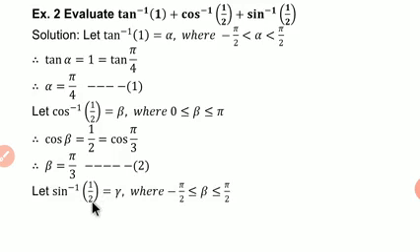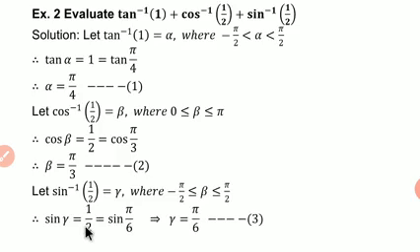Also, let sin inverse 1 by 2 is equal to gamma, where this gamma belongs to the closed interval minus pi by 2 to pi by 2. And therefore, we get sin gamma is equal to 1 by 2. It is the value for sin pi by 6. And this implies gamma is equal to pi upon 6. Call it relation number 3. Now we get the values for alpha, beta and gamma. Alpha is equal to pi by 4, beta is equal to pi by 3 and gamma is equal to pi by 6. Means the value of tan inverse 1 is equal to pi by 4.